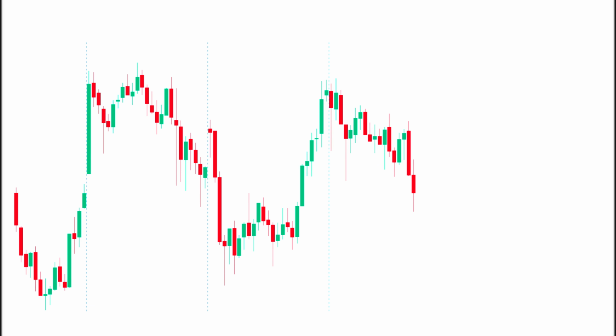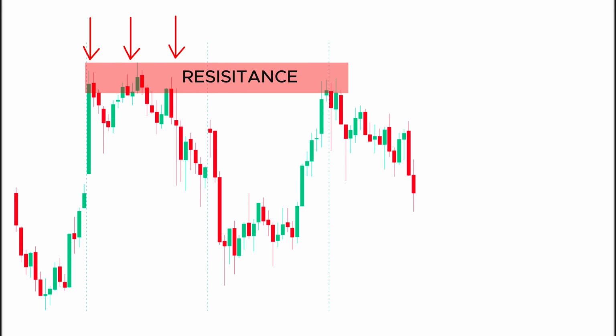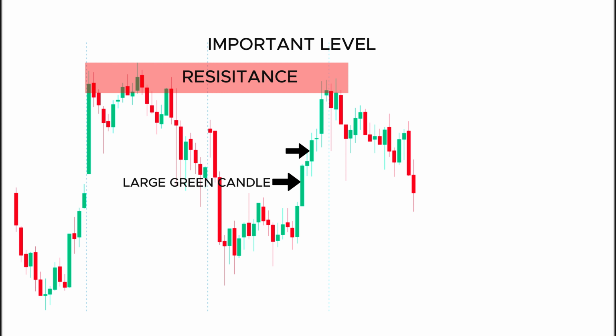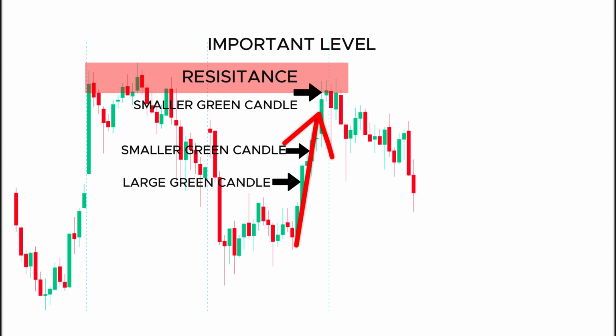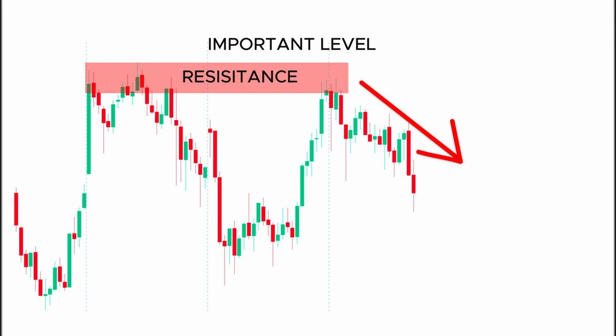Once more, here is Swissie, the cat. This level of resistance has been rejected 3 times before it turned downward, making it an important one. We have a large green candle and a smaller green candle, then a smaller green candle that also has the wick rejecting resistance as the price once more approaches this level. The price reverted lower, as evidenced by the subsequent smaller candle, which is a red bearish candle.